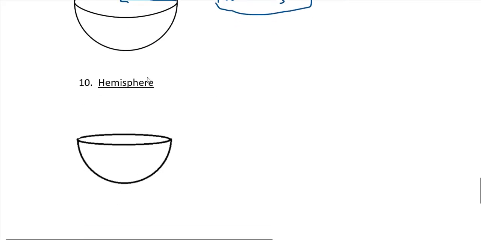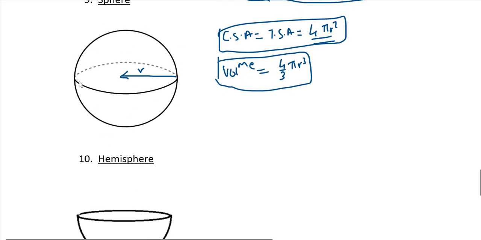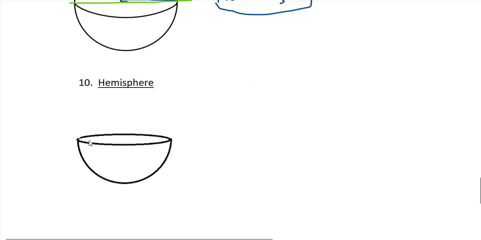Let us now move ahead to our next shape, which is hemisphere. So what is hemisphere? If you cut this sphere at some point, you will get a hemisphere. In this hemisphere, we'll have two types of areas, the curved surface area and the flat surface area. Flat surface area will be at the top. So the total surface area in case of a hemisphere will be given by the sum of curved surface area and flat surface area.